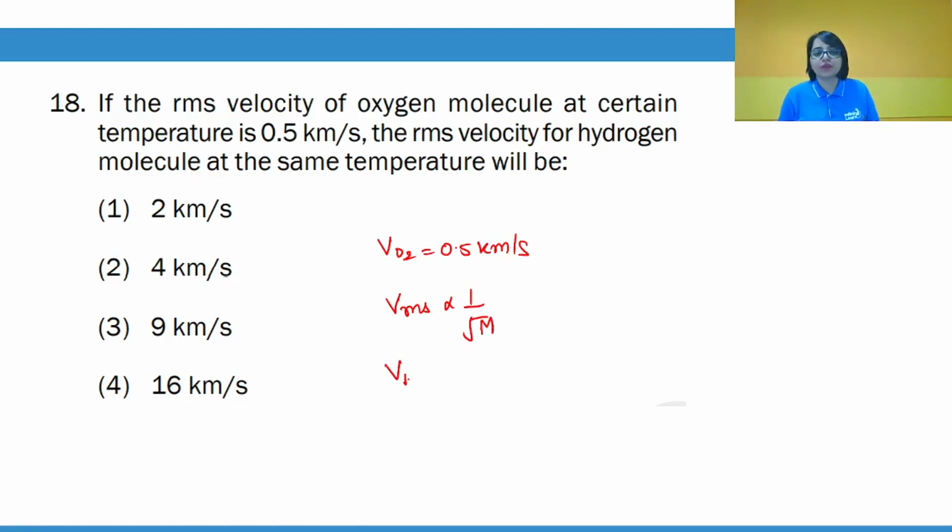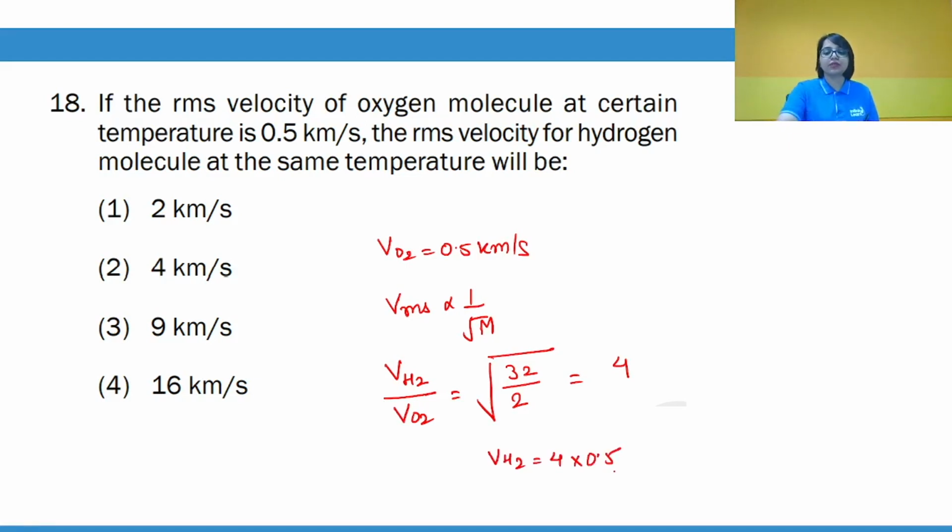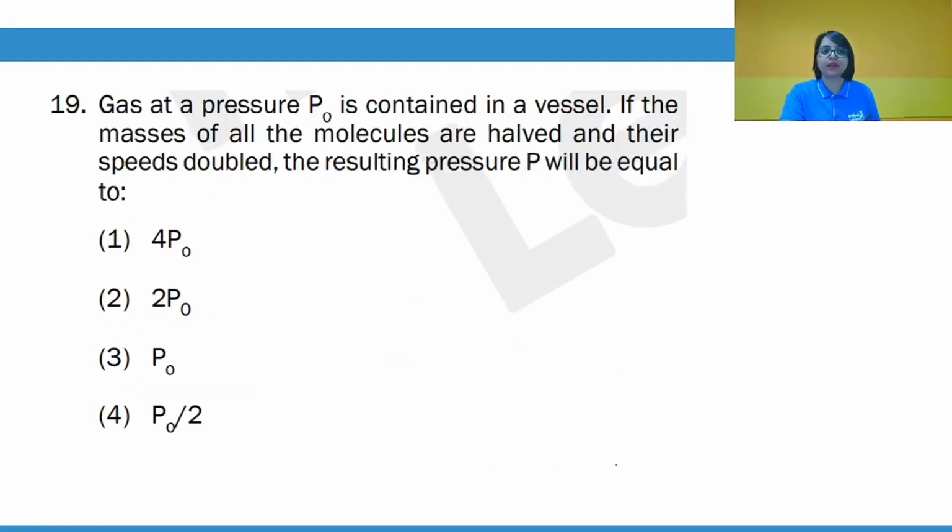So V for hydrogen divided by V for O2 is nothing but under root m of O2, that is 32, divided by m of hydrogen, that is 2. So it will be under root 16, which is 4. So V hydrogen will be 4 times V of O2, that is 0.5. So 2 km per second is the correct answer.